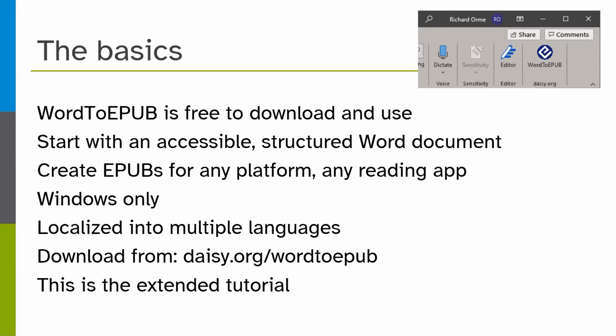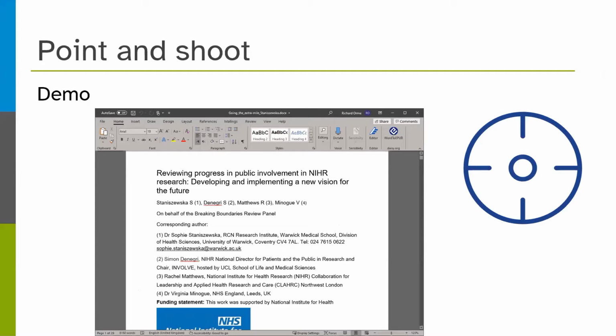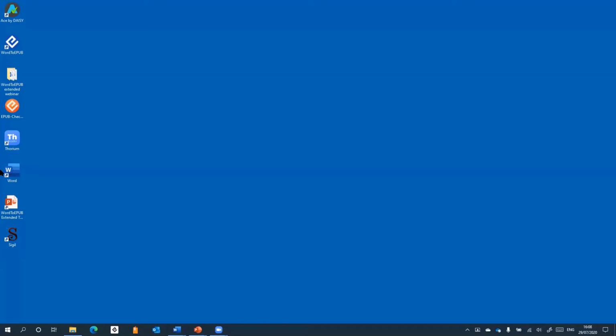And as Darragh mentioned, this is the extended tutorial. So if you want to learn the basics, there's that previous webinar, but after the quick demo, we'll be diving into some of the more advanced details. So here then, we're going to start with our first point and shoot demo. So I'm going to drop down to my desktop, and I'm going to open up a Word document.